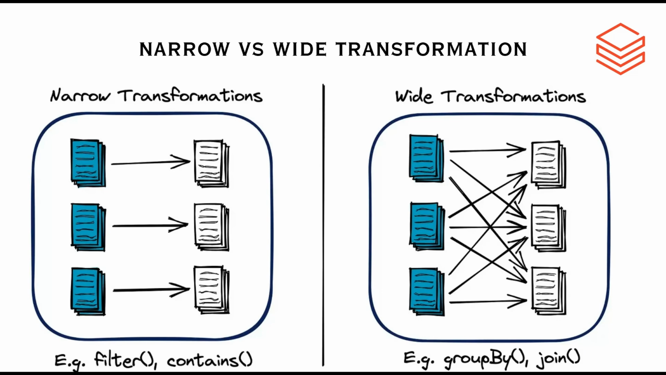So the main difference between narrow and wide transformations lies in the data processing model. Narrow transformations are efficient and parallelizable because they work within a single partition without requiring data movement across the partitions. So this makes them faster and more scalable. While on the other hand, wide transformations are more computationally expensive because they require data shuffling, and this increases execution time and can lead to performance bottlenecks, especially in large scale data processing tasks.